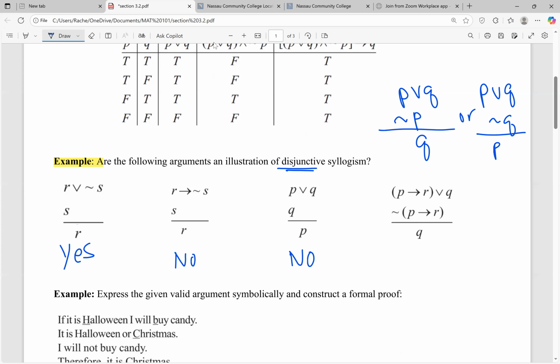And we'll look at one more. So we have a disjunction. The left-hand side is P implies R. The right-hand side is Q. For my other premise in the argument, we do have the negation of the left-hand side of this disjunction. So the conclusion would be the right-hand side, which is Q. Is this an illustration of the disjunctive syllogism? It is. It follows that pattern.